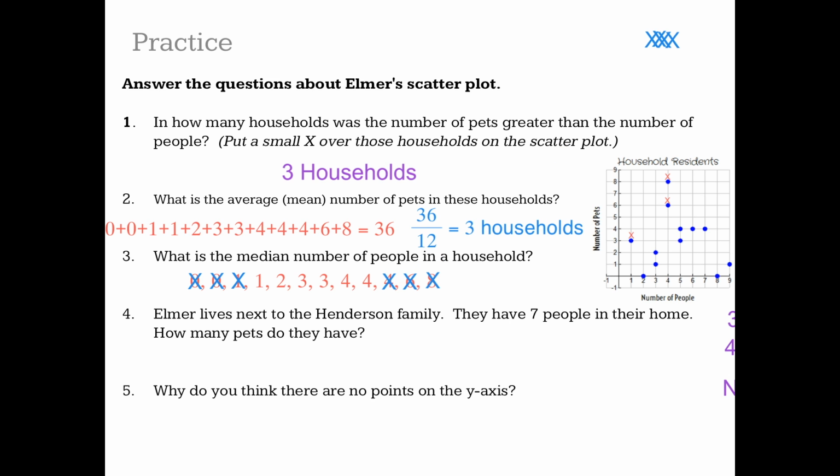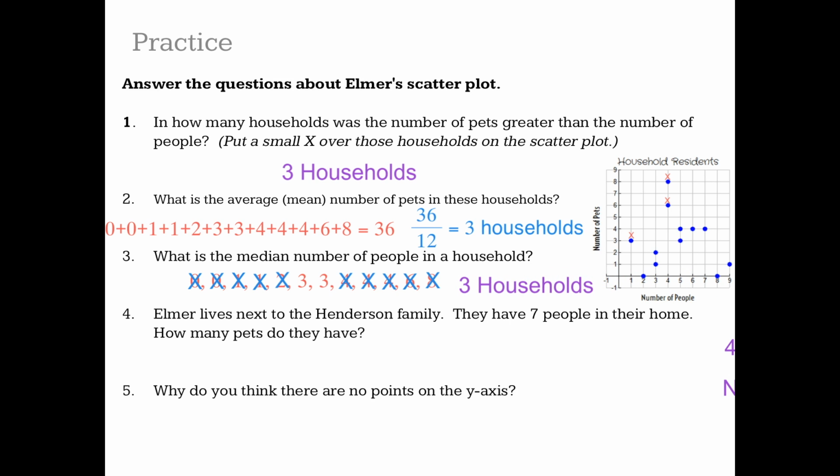However, here I'm going to end up with 2 numbers in the middle because I have an even number of households. I have 12 households in this survey. So what am I going to do when I reach the middle and I've got 2 numbers? Well, usually I would add them up and divide by 2 and find the middle between those 2 numbers. But in this case, the middle number is the same. So if I add up 3 plus 3 and divide by 2, I'm still going to get 3. So the median number here is 3 households.